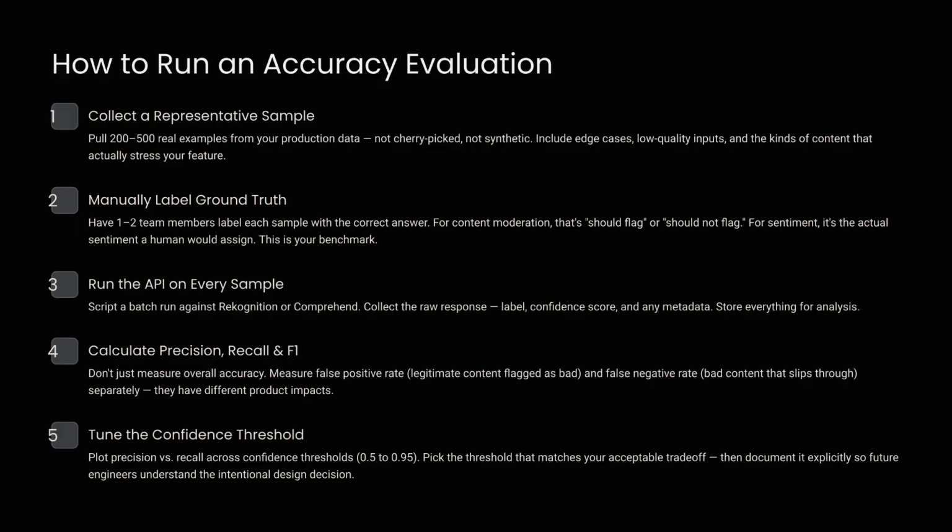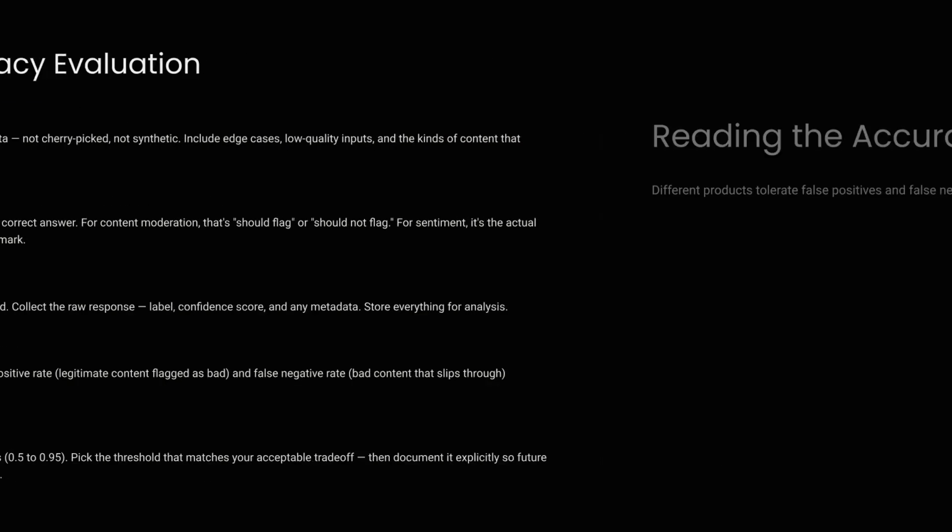To run an accuracy evaluation, first collect a representative sample of real production data. Next, manually label the ground truth to set your benchmark. Run the API on every sample to collect the raw response and scores. Then, calculate precision, recall, and F1 score, focusing on false positives and false negatives. Finally, tune the confidence threshold to find the acceptable trade-off and document it.